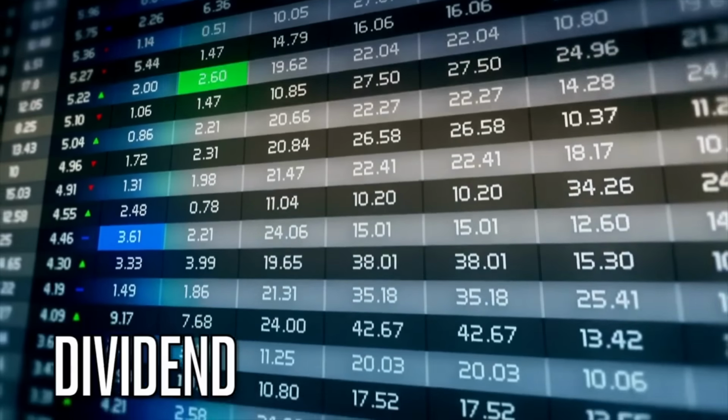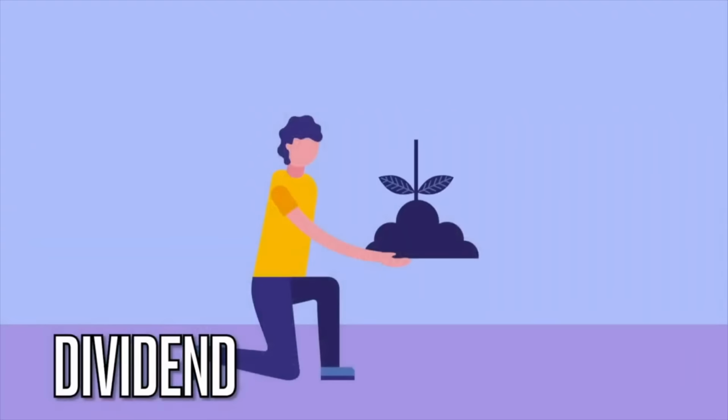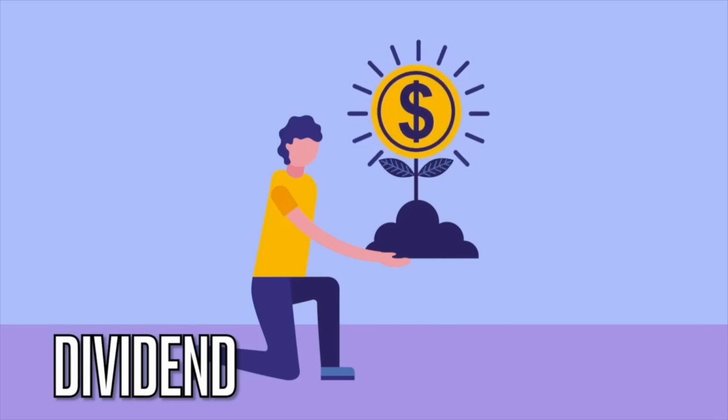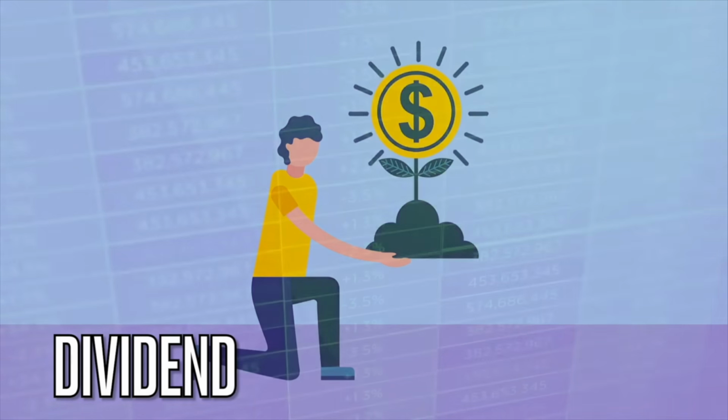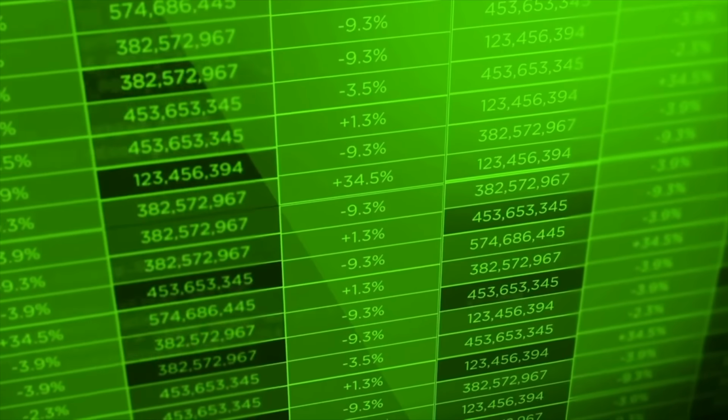Dividends are payments made by a company to its shareholders as a reward for owning its stock. These payments come from the company's profits and are typically distributed regularly, providing shareholders with a portion of the company's earnings.